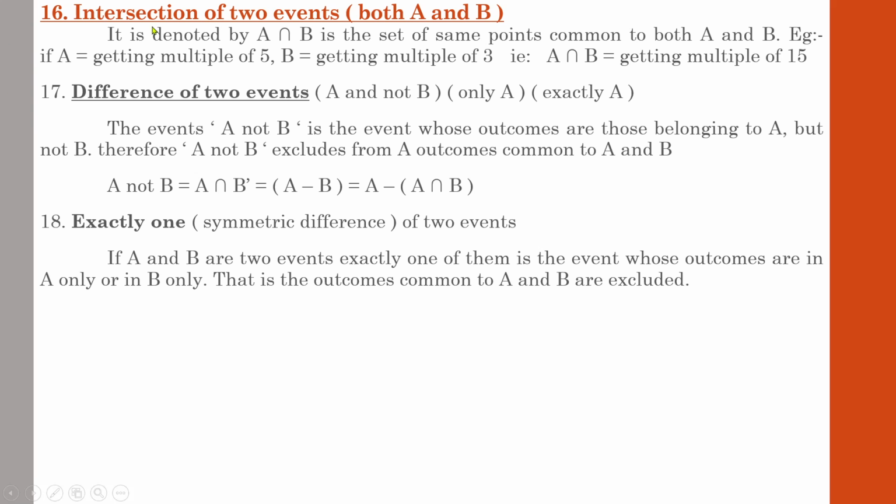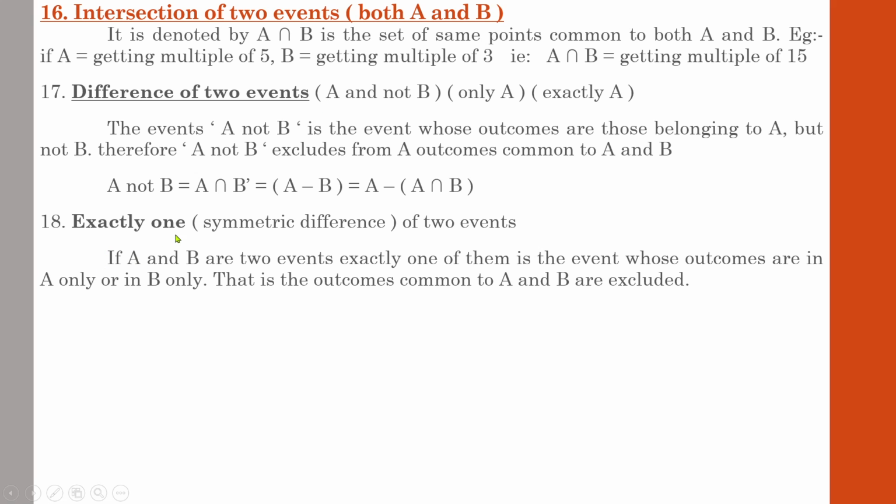I hope you have got the difference between this one and this one. Here also exactly A, here also exactly one. What is the difference? In the difference of two events, you will be studying exactly A, which means if it is a case of A and B, the first set is taken into consideration. That particular one only is taken into consideration. That is known as exactly A. Exactly one is also a concept of difference of two events. The only difference between this one and this one is that here we will consider only whatever the first set is, which is given.